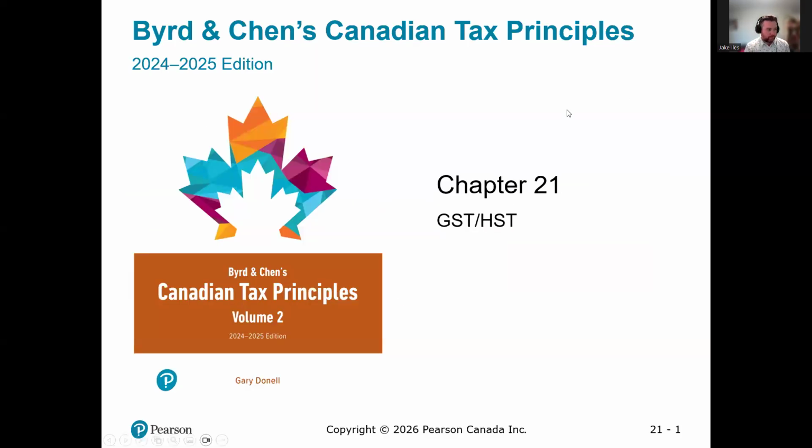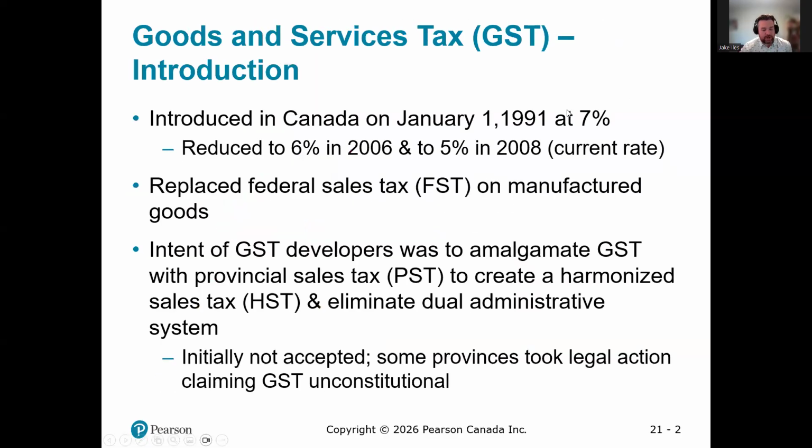The goods and services tax was introduced in Canada in 1991. When it was first started, it was 7%. By 2008, it had been reduced to 5%. So GST, the goods and services tax, is a federally run sales tax. The G can be for government sales tax. It means goods and services, but I just remember GST is the government sales tax.